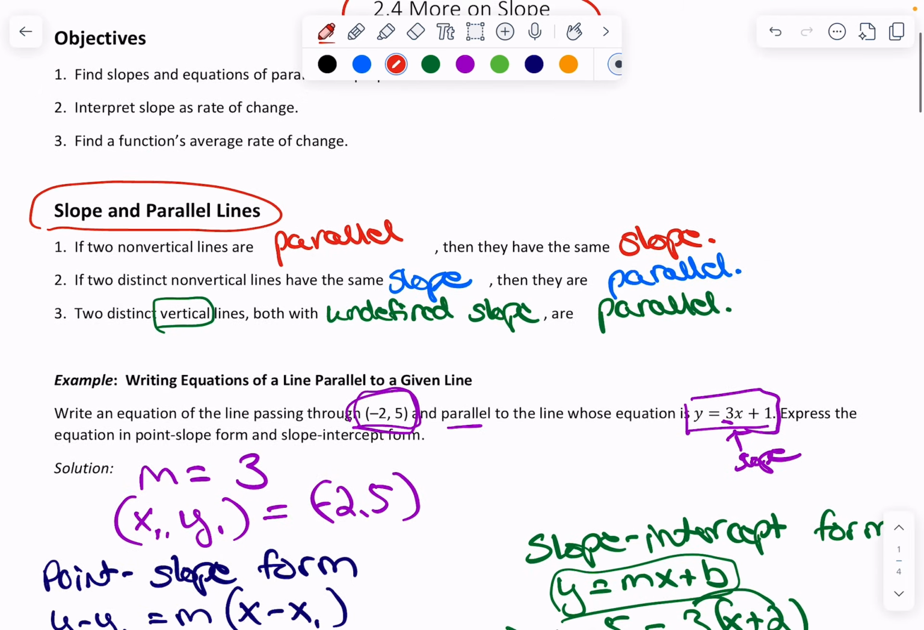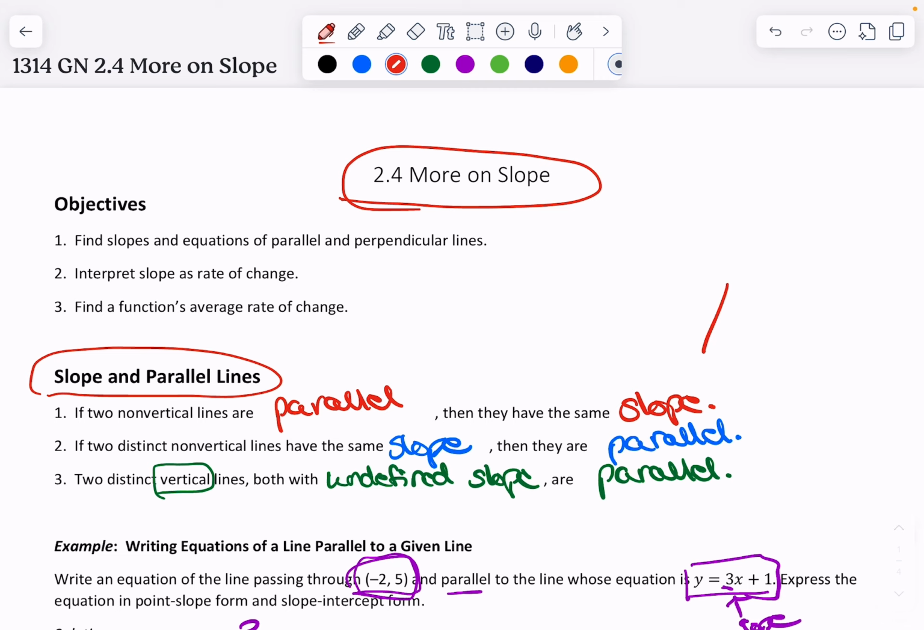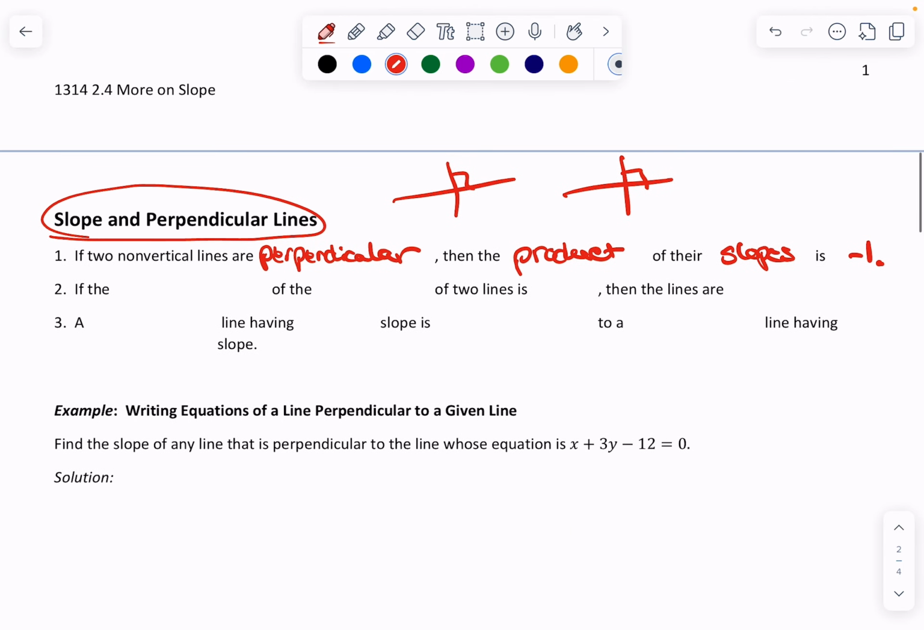Actually, I didn't do that for the parallel lines. So parallel lines are the lines that are going the same way, they never touch each other. So perpendicular lines are in a 90-degree angle to each other. So the product of their slopes is always -1. Now, the other way around, if the product of the slopes of two lines is -1, then the lines are perpendicular.